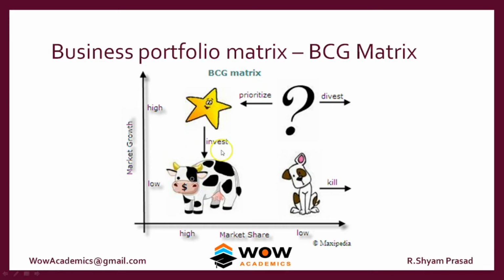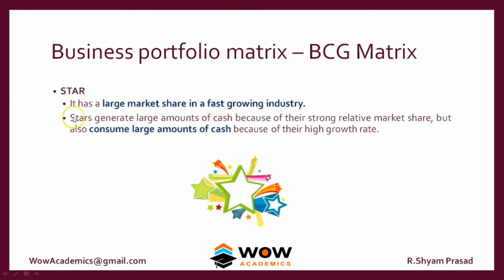The money which was surplusly earned by the cash cow will now be invested in the star, because over time this product category's growth rate might start to fall down. Once it falls down, it will become a cash cow. So stars generate large amounts of cash because of their strong relative market share, but also consume a large amount of cash because of their high growth rate. They generate cash, but they use cash and still they need more cash.